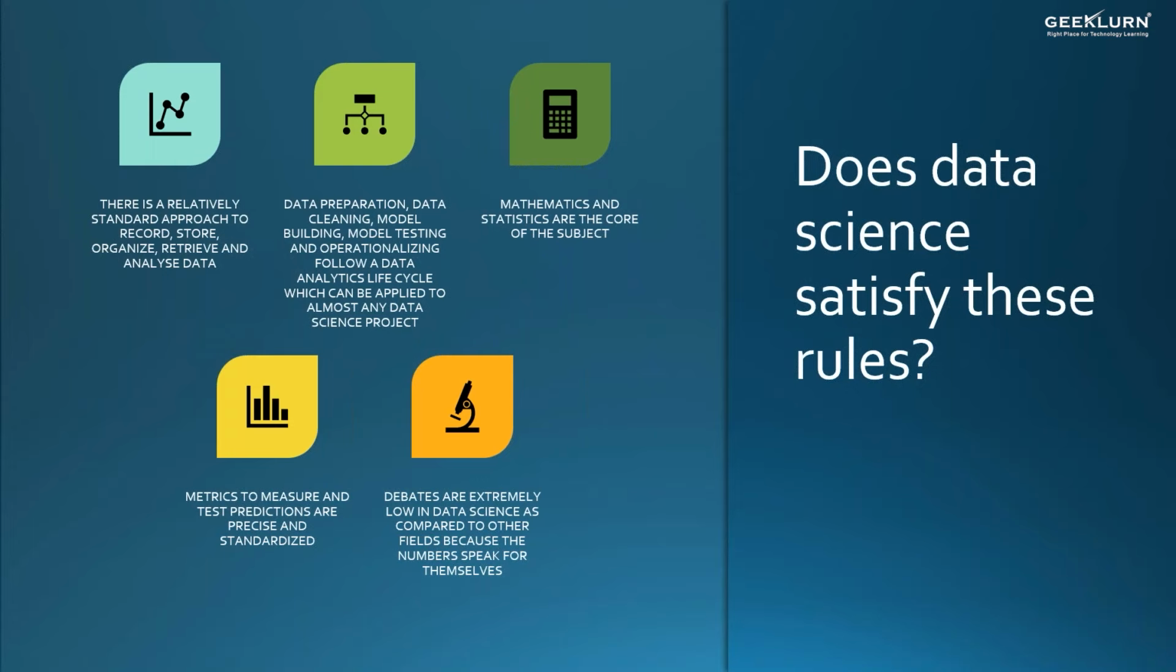If it is not, there is no debate because you're not going to go to the public with it. If the accuracy scores are low, you're not going to publish it. Once you publish it, the numbers are already there. So that way, data science is as close to the perfect definition of science as we can get. That is why it has become the core of every other subject.